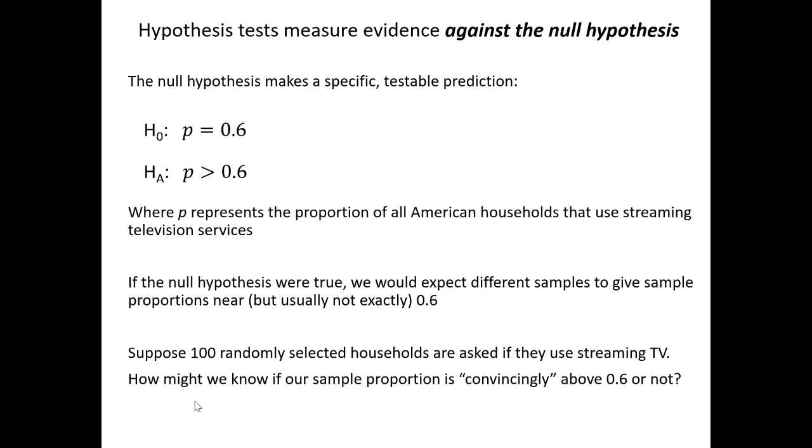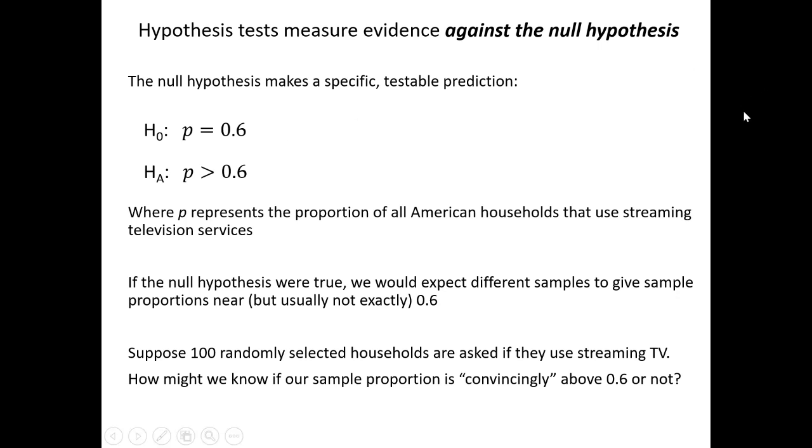Right. We'll see why this is the case in an upcoming video, but essentially the idea is that a hypothesis test is going to measure evidence against the null hypothesis. We're able to do that because a specific prediction was made. So for this set of hypotheses, p equals 0.6.